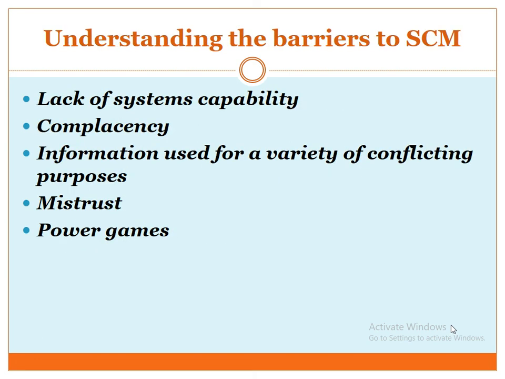Then understanding the barriers of the supply chain management. Although supply chain management makes sense in many ways for the organization, there are a few barriers to successful implementation that include lack of system capability, then complacency, then information used for a variety of conflicting purposes, then mistrust or maybe power games. Mistrust is, previous over-inflated estimates on demand may lead to suppliers reducing the capacity allocation to provide a level less than the requirement.